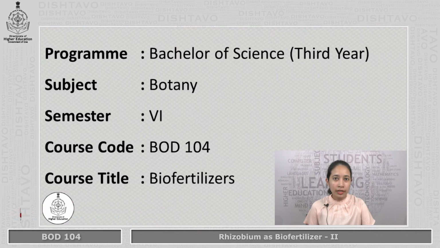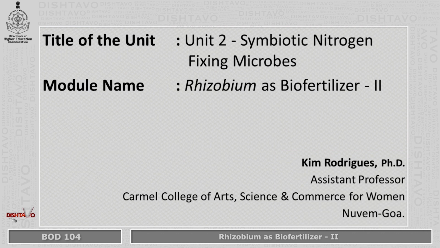Today I will be teaching Rhizobium as biofertilizer for 3rd year BSc Botany Semester 6 students. Course code BOD 104, course title Biofertilizers. The title of the unit is Unit 2, Symbiotic Nitrogen Fixing Microbes. Module name: Rhizobium as Biofertilizer 2.